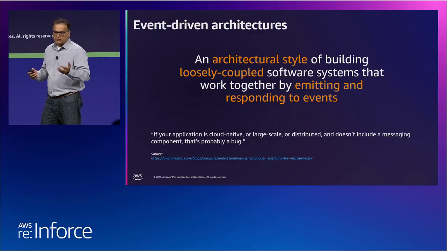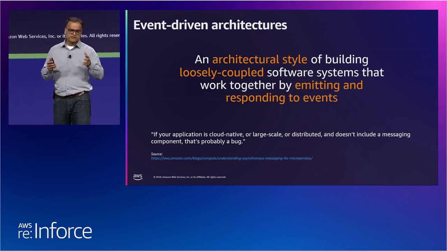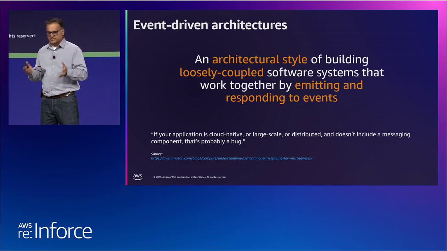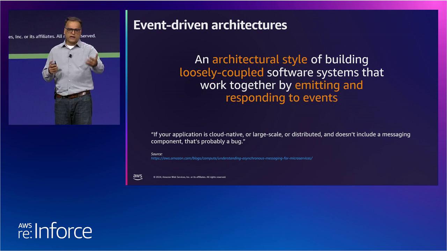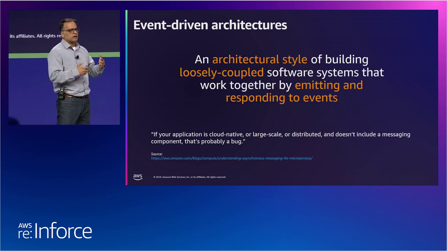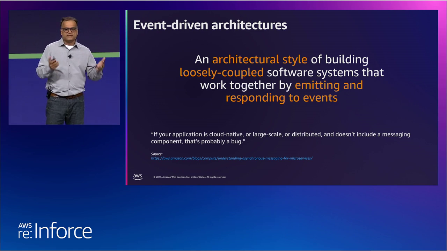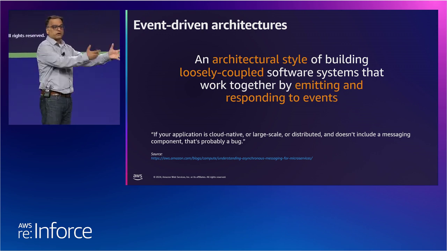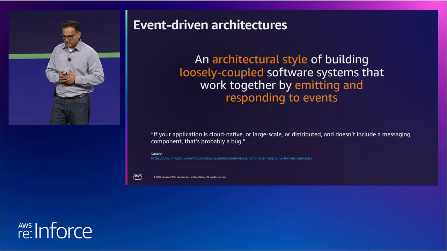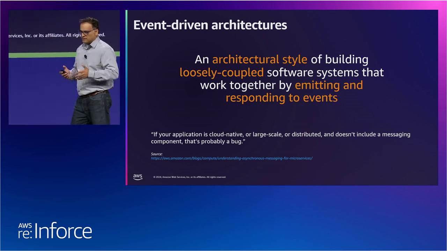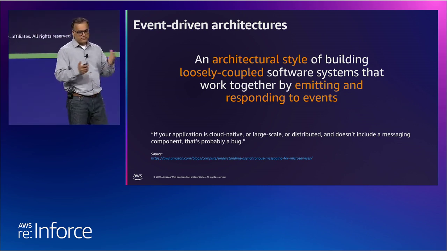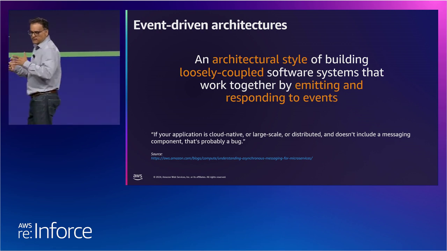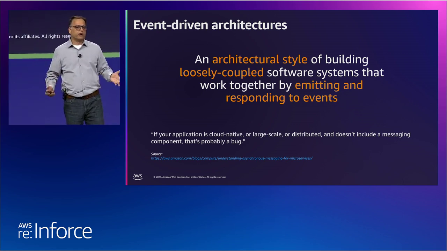Now, here's the definition of an event-driven architecture, which focuses on a few things. One, it's an architecture pattern. Second, these are loosely coupled systems. And third, they emit, respond to, and process events. Events can be as simple as a change in state within the application, or a business event like an order created in your order management system. A principal at AWS summarized this very well. He said, if any application which is modern, cloud native, and distributed does not have a messaging layer in between, well, that's probably a bug, right?